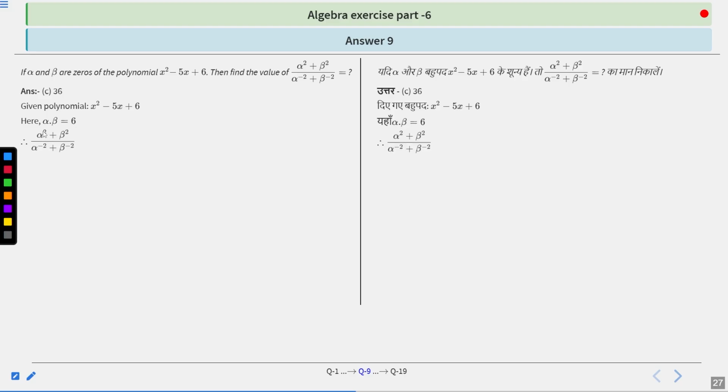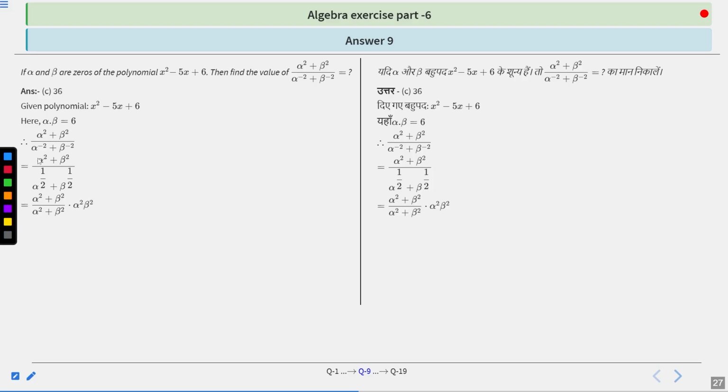Therefore, we have to find the value of alpha square plus beta square upon alpha raised to power minus 2 plus beta raised to power minus 2. So alpha square plus beta square upon alpha raised to power minus 2 plus beta raised to power minus 2 can also be written as alpha square plus beta square upon alpha raised to power 1 upon 2 plus beta raised to power 1 upon 2.